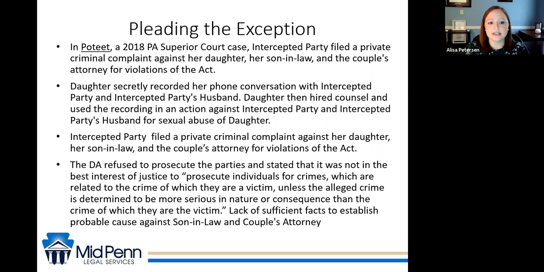When it comes to pleading the exception, a good case to look at is Poteet, which is a 2018 PA Superior Court case. In this, the intercepted party filed a private criminal complaint against her daughter, her son-in-law, and the couple's attorney for violations of the act.